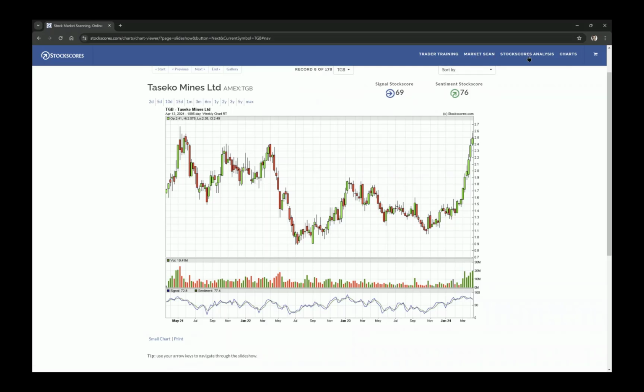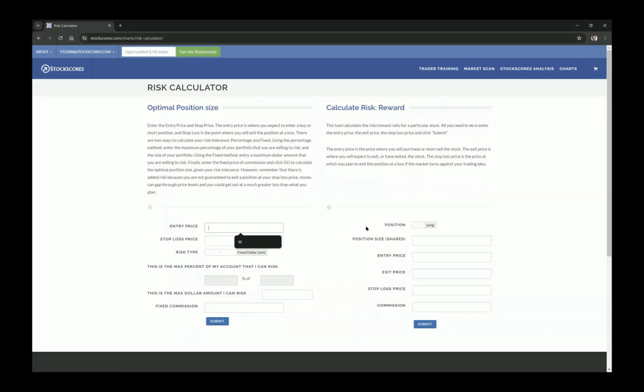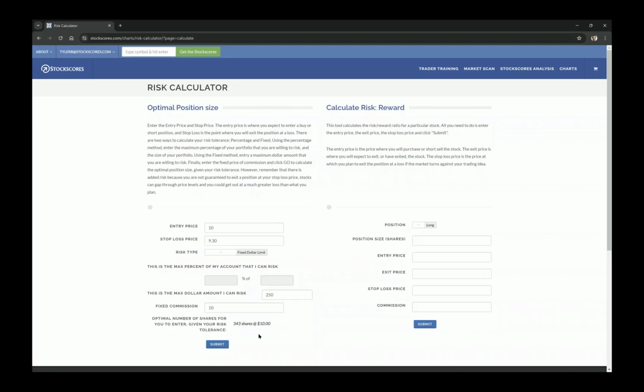Now, we also have on Stockscores a risk calculator. So right here, it helps us figure out position size. So if I plan to buy at $10 and my stop loss is at $9 based on my analysis of the chart, and I'm willing to lose $250 and I pay $10 in commissions, click submit, it tells me I should buy 343 shares.